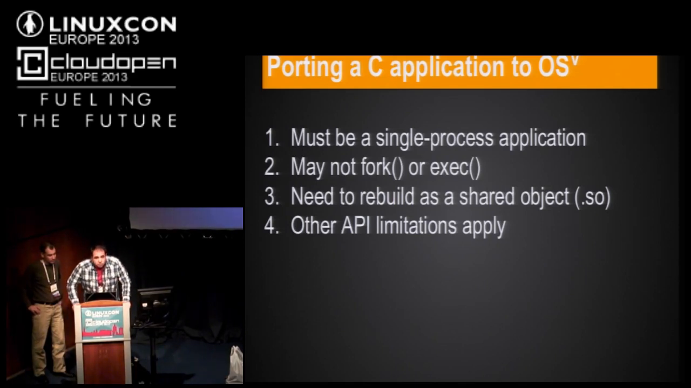So the question is whether the first restriction, that it must be a single process application, is a temporary restriction. And the answer is no. It's part of our architecture. But single process does not mean single processing. We support threads just fine. We just cannot have different processes. What that means is that we cannot isolate things using memory mappings.